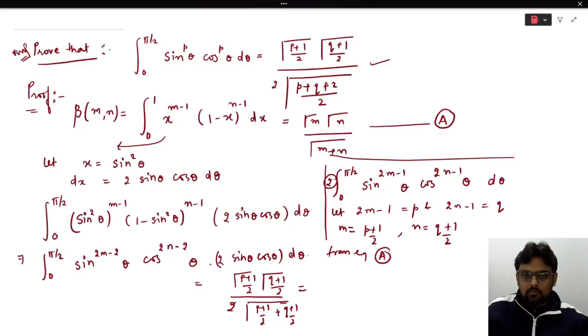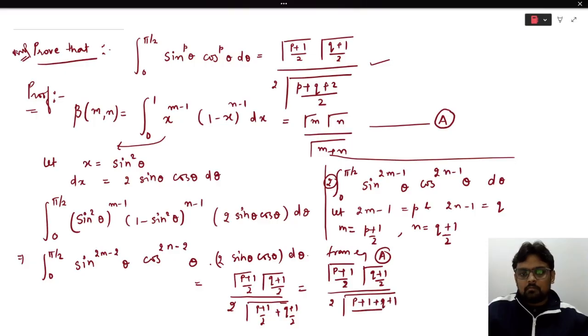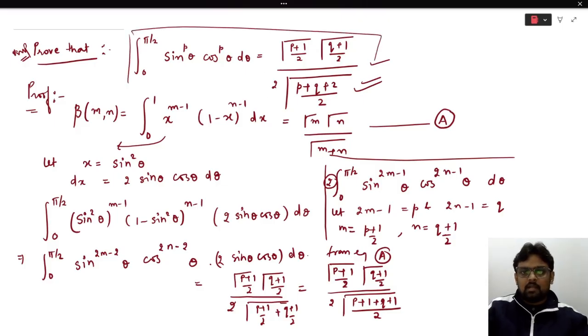So here we can rewrite (p + 1)/2, (q + 1)/2, and this is 2 times gamma of (p + 1 + q + 1)/2. So with the help of beta and gamma functions, we can write the integral from 0 to π/2 of sin^p θ cos^q θ dθ as this. So we use this formula directly in our questions.